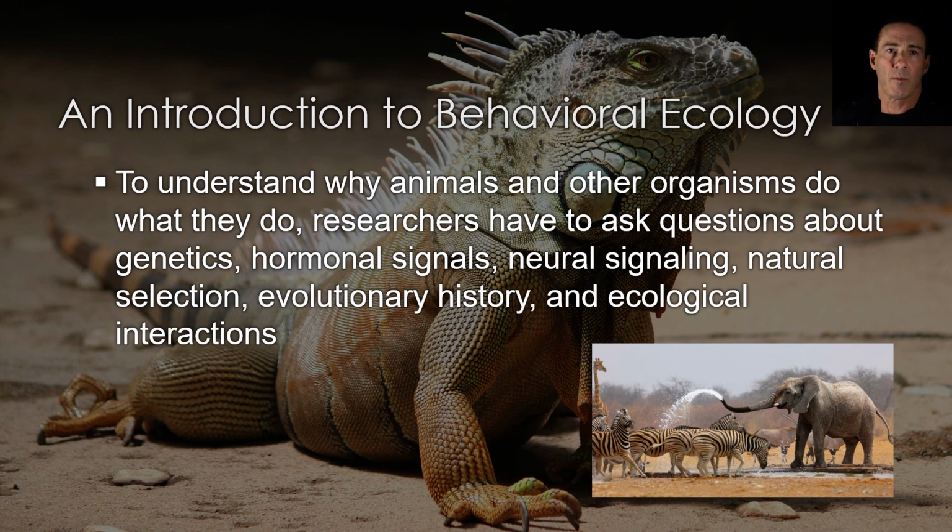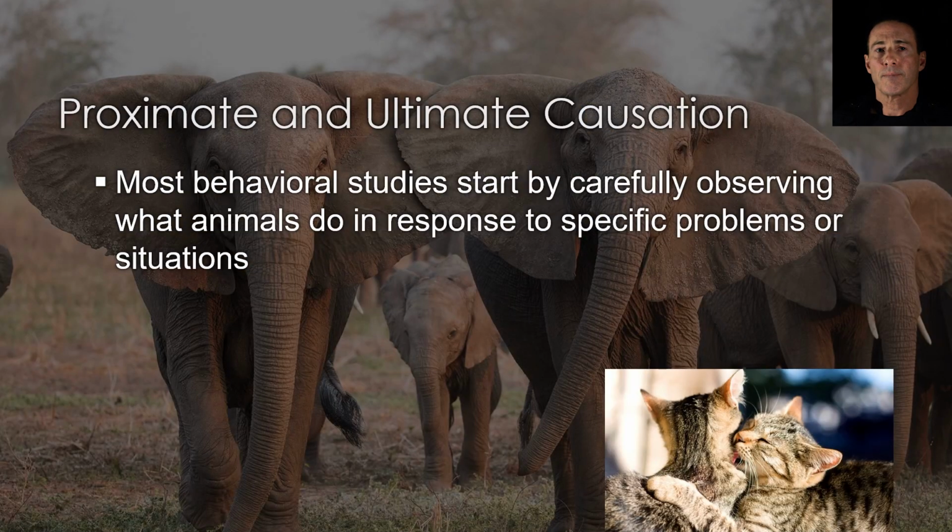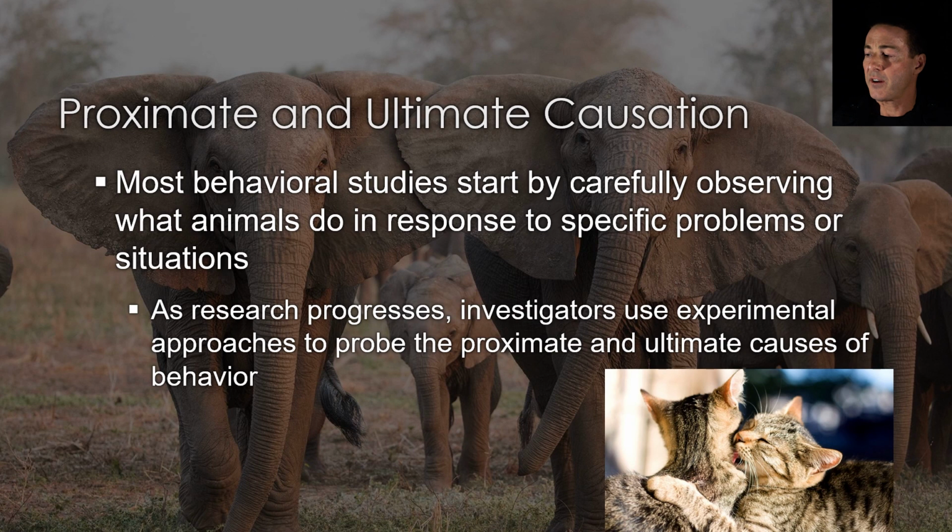To understand why animals and other organisms do what they do, researchers ask questions about genetics, development, anatomy, physiology, evolution, and ecology. Behavioral ecologists test hypotheses at two fundamental levels, of proximate and ultimate questions. Most behavioral studies begin with observing what animals do in response to specific situations. Investigators use experimentation to investigate the proximate and ultimate causes of behavior.